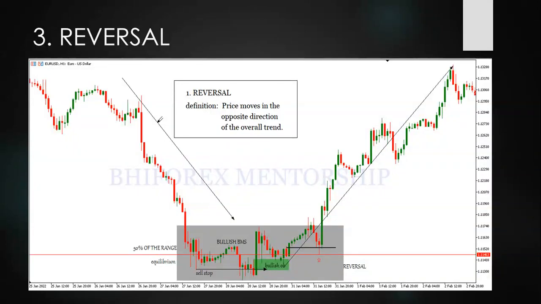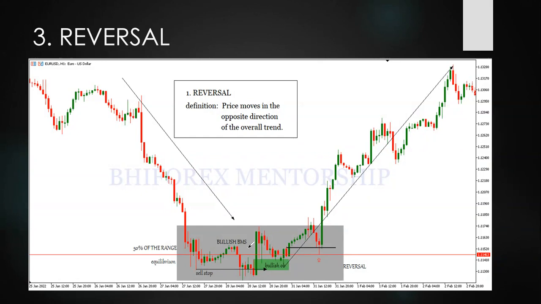Okay. So if you look at my arrow here, I have a downtrend. And if you look at my arrow here, I have an uptrend. So at this point, the market was moving down, and at this point, the market was moving up. What does that scenario say? It says we have a reversal. The definition: price moves in the opposite direction of the overall trend. So if the overall trend is down, reversal means it will go the other direction, which is uptrend.